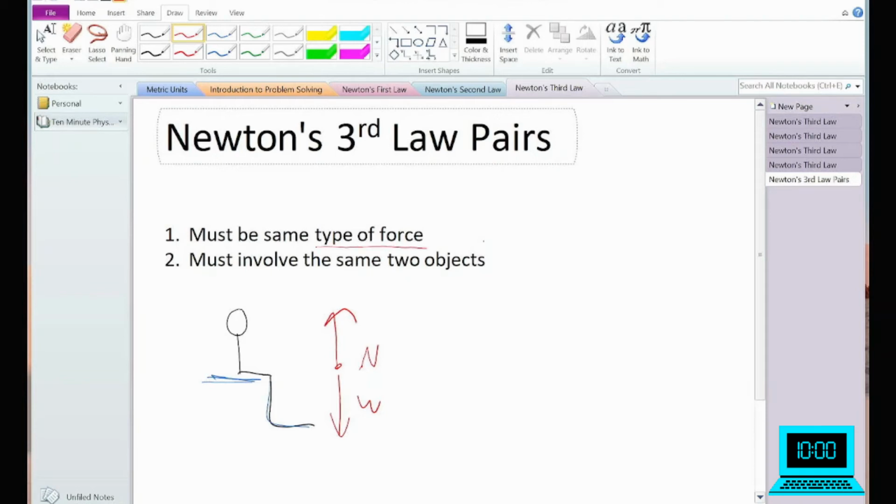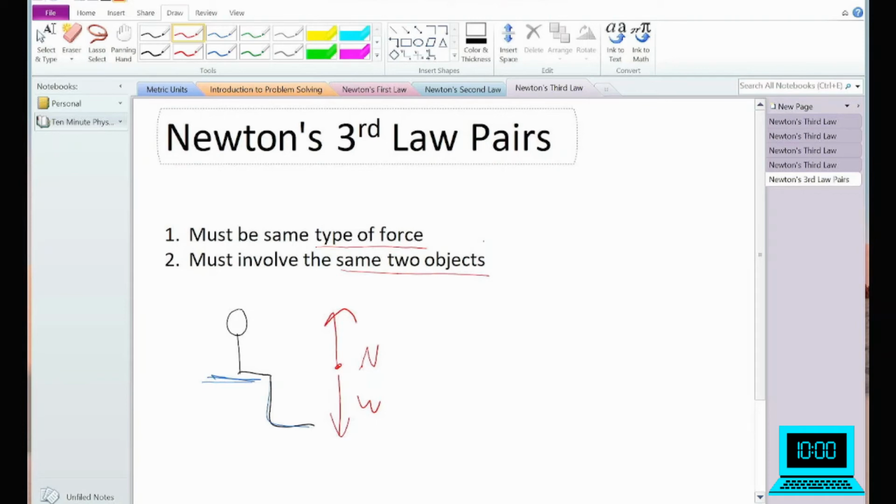Ask yourself, what is weight? It has to do with gravity. It's the gravitational pull, whereas the normal force is a reaction force, a contact force. These are not the same forces. This is not how we look at the situation. And they must involve the same two objects. Are we involving the same two objects?